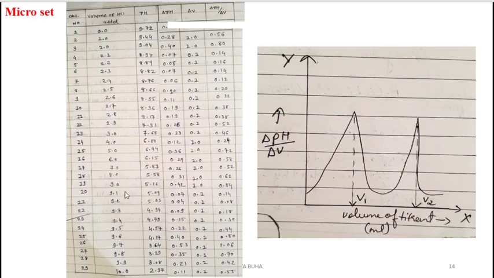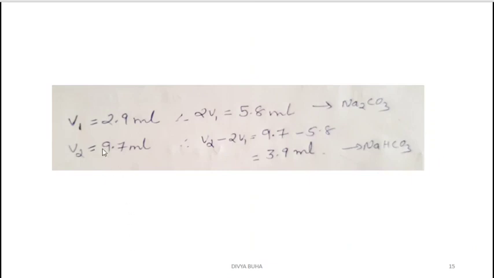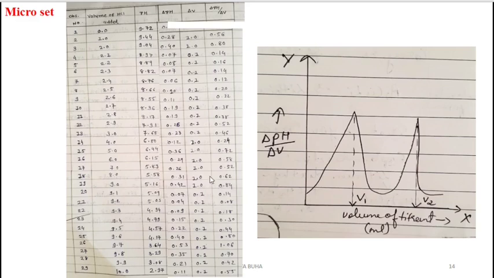Now then you have to check between 9 to 10. Okay, so the maximum delta pH upon delta V is obtained to be 1.06, and it is at 9.7 ml. So your V2 would be 9.7 ml. So you got two endpoints, right? And when you draw a graph of delta pH upon delta V versus HCl, you will be getting a graph like this, okay, wherein you will be getting two peaks.